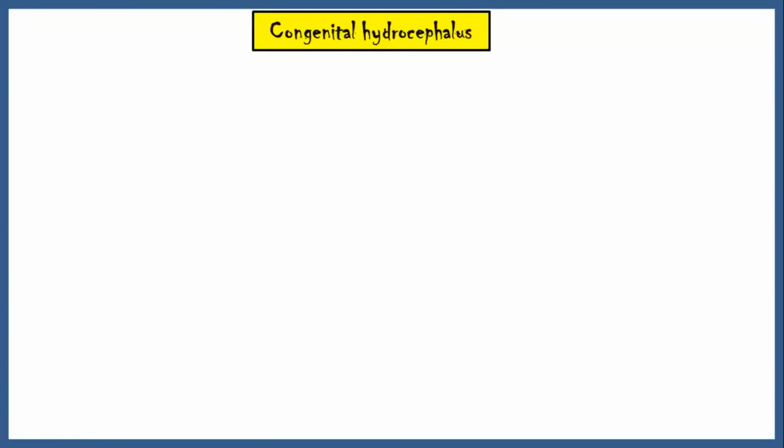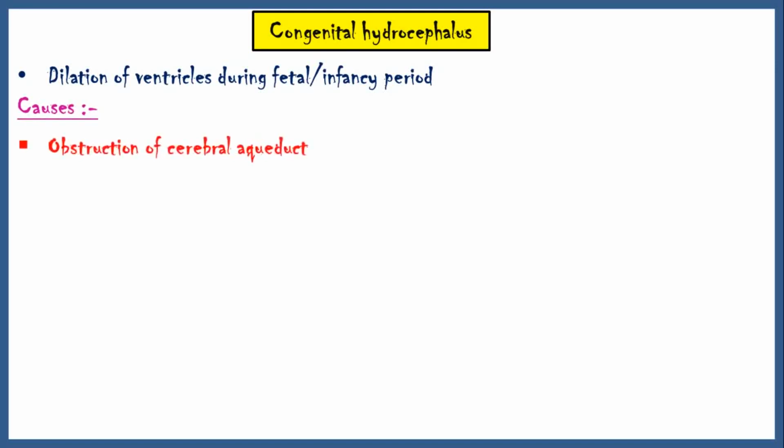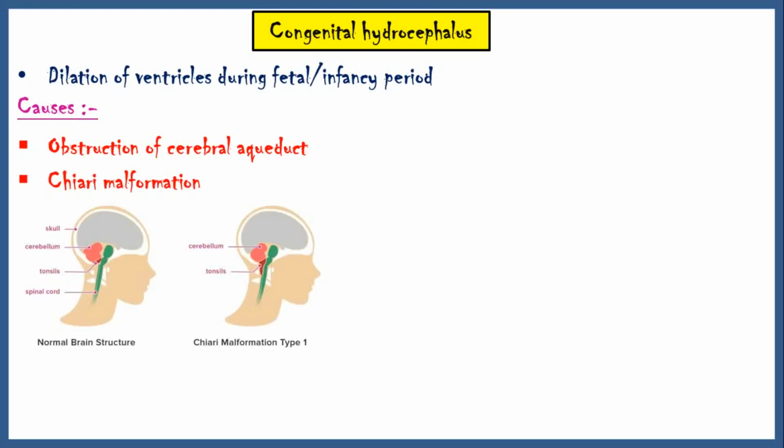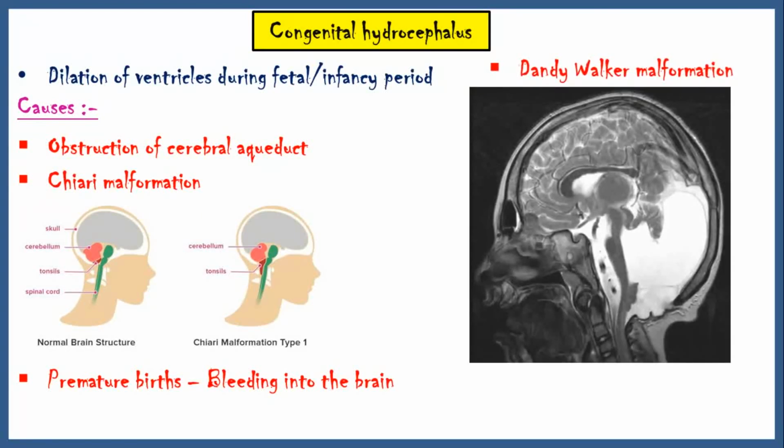Congenital hydrocephalus is referred to as dilation of ventricles during fetal or infancy period. Causes include obstruction of cerebral aqueduct, Chiari malformation, in which a part of the brain extends into the spinal canal due to an abnormality of the skull, premature births, which cause bleeding into the brain and disrupt the CSF flow, Dandy-Walker malformation, which is a rare condition characterized by the agenesis of cerebellum and cystic dilation of the fourth ventricle, leading to disruption of the flow of CSF.